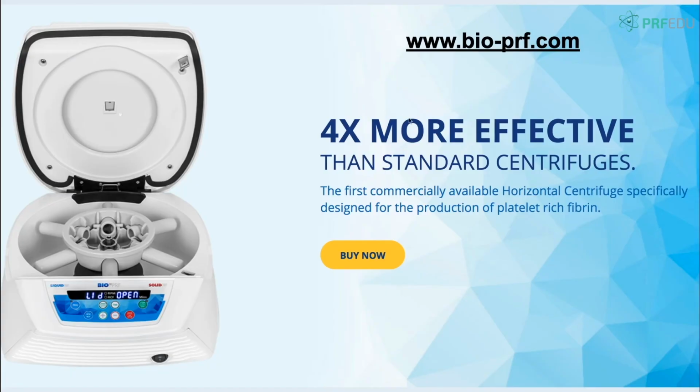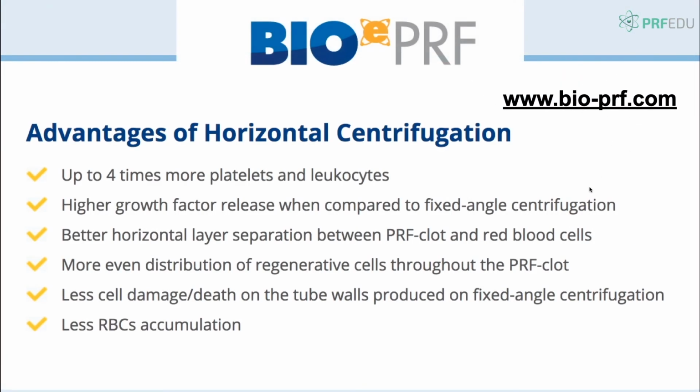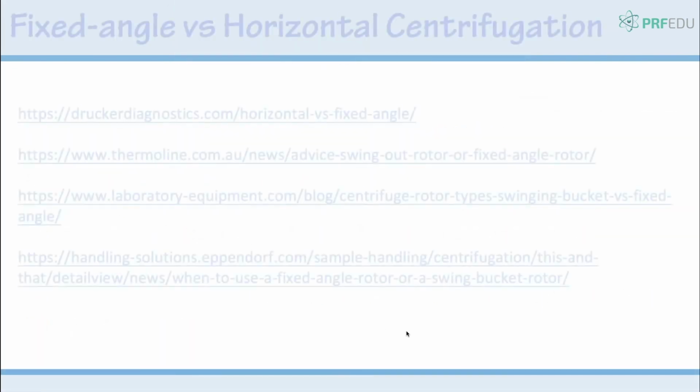So always remember, like I said, those experiments were done with the horizontal centrifuge. For those that want to learn more about how much more effective they are, and like I said, the papers really show they're typically 4 times more effective. You can download some of the publications that we'll make available on the website biopuref.com here. And there's a lot of advantages, like I said, to going horizontal. You get higher growth factor release, more even distribution of these cells, less damage against the back walls there, and of course, less red blood cell accumulation.